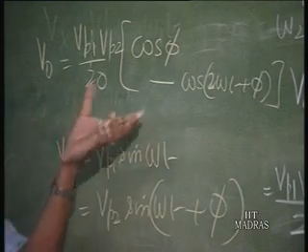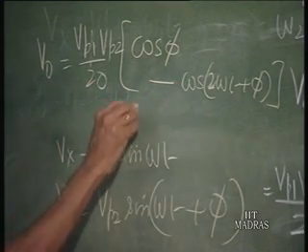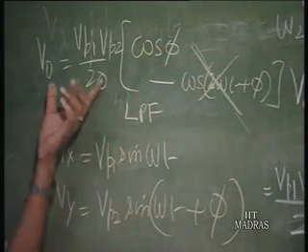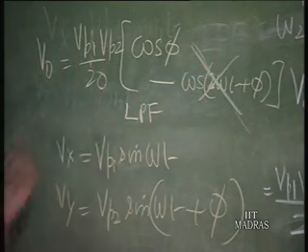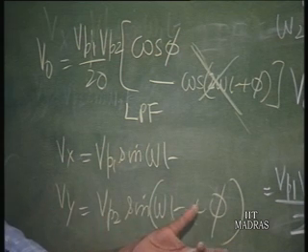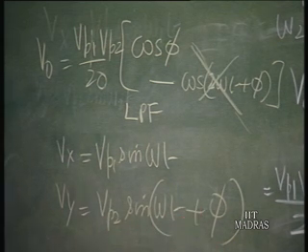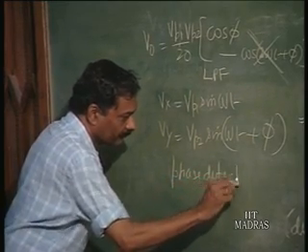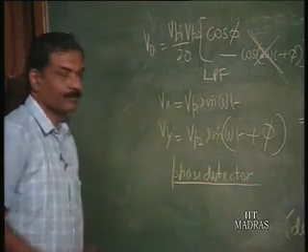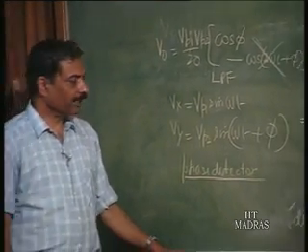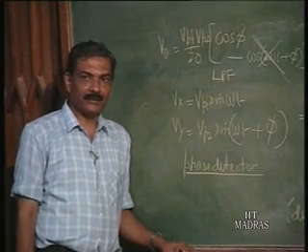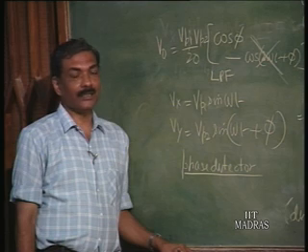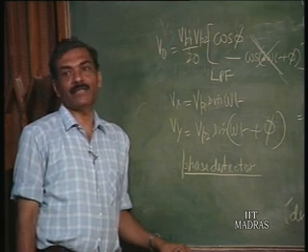You can now see that by putting a low pass filter, I can get rid of this, and the output is Vp1 Vp2 cos phi by 2. What is phi? Phi is nothing but the phase difference. So, this is a phase detector, an important building block in a variety of applications. It is not linear, it is non-linear because the output DC voltage is proportional to cos phi, not phi.